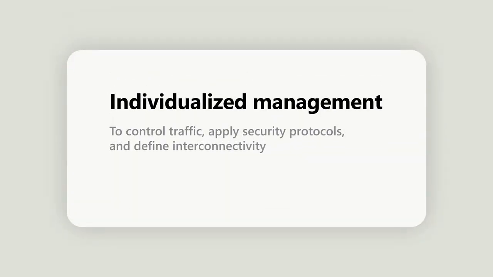Third, network congestion and bottlenecks can significantly degrade overall performance, leading to slow response times, buffering issues, and frustrating user experiences. By segmenting the network and separating high-traffic areas from low-traffic ones, you can allocate resources more effectively, reducing bottlenecks and ensuring smoother operations across the entire network infrastructure. Network segmentation allows for individualized management of each segment, including controlling network traffic, applying security protocols, and defining interconnectivity between segments. Segmentation can be achieved through two main approaches: physical segmentation and virtual segmentation.